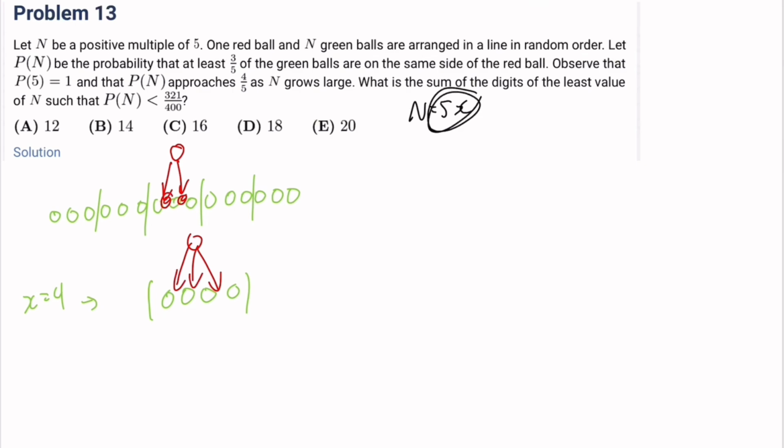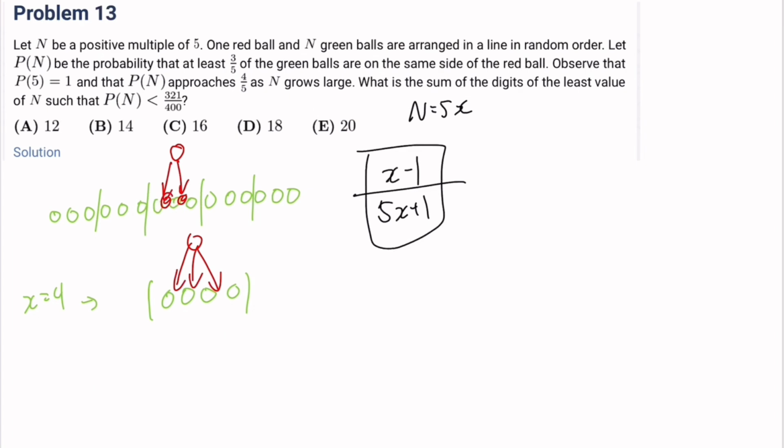If there are 5x in total, there are 5x plus 1 ways where the red ball could go, not caring about anything. But then of those, the red ball has to go in n minus 2 ways. As you can see, if n is 4, then it can go 3 ways. If n is 3, it can go 2 ways, like that. So it goes x minus 1 ways. This is for Pn to not happen.